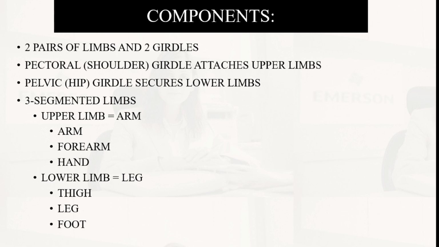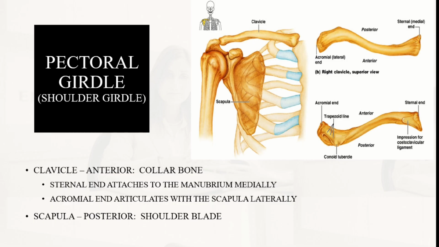We have the upper limb, which has the arm, forearm, and hand. Most people will refer to it as arm. Then the lower limb, which most people refer to as leg, but remember the lower limb anatomically has the thigh, leg, and the foot. Okay, so those are the components.